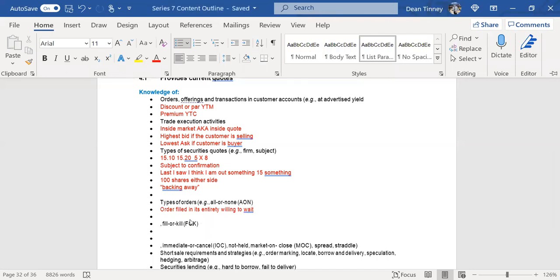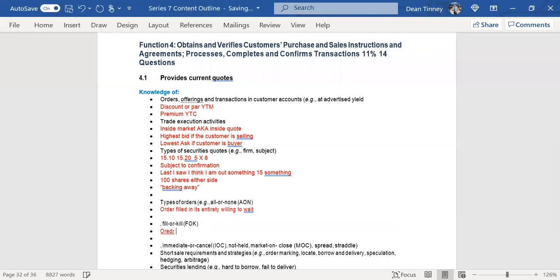But fill or kill: I want the order filled in its entirety, but I'm not willing to wait. It is what it says it is, the order in its entirety. But if I can't get it right now, kill it. I'm not willing to wait. I want it all and I want it now. I want a complete fill.